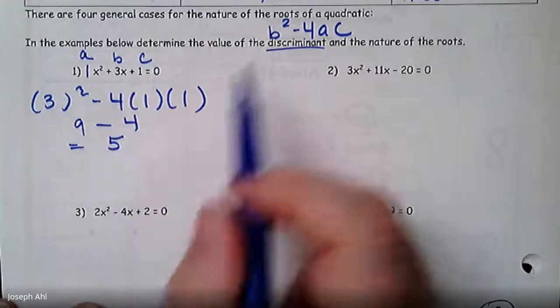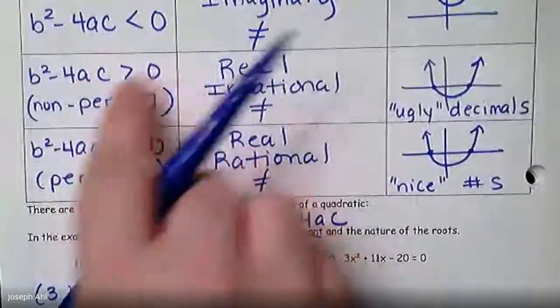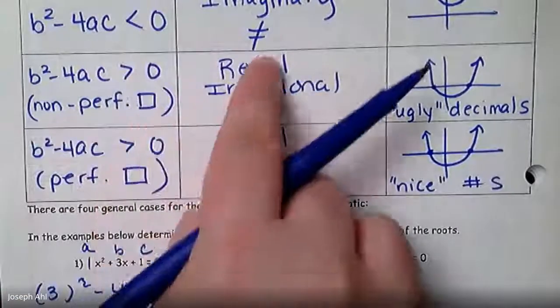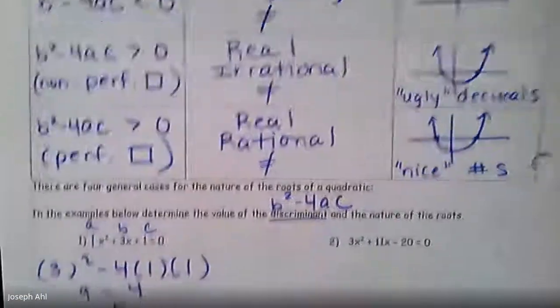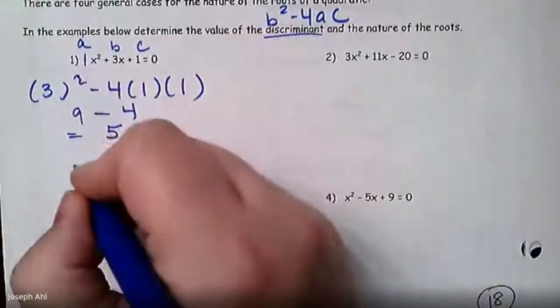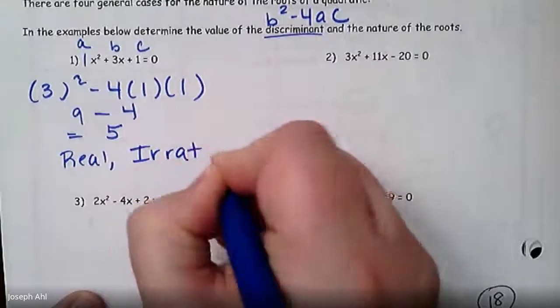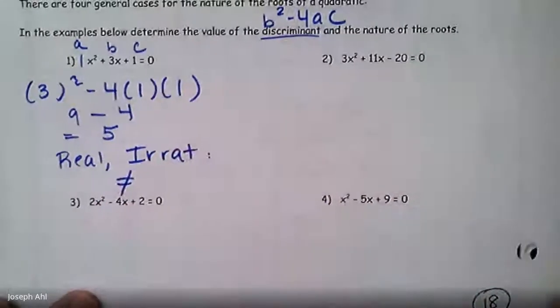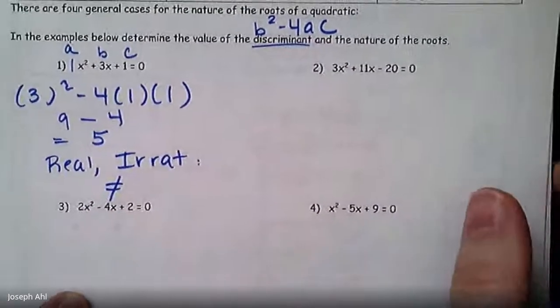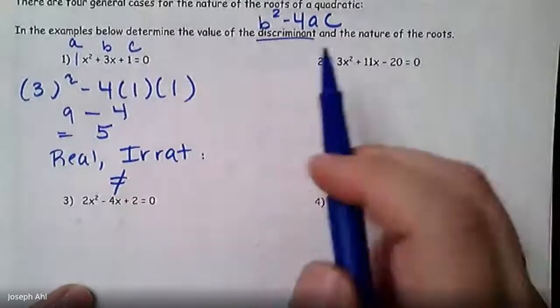If the discriminant is 5, what kind of number is 5? Well, 5 is a positive number, but it also is not a perfect square. So if we use this chart as a guide up there, we should know that in the end, the roots will turn out to be real, they'll be irrational, and then also unequal to each other. So these, I think, will go pretty quickly for us once you get the hang of it.